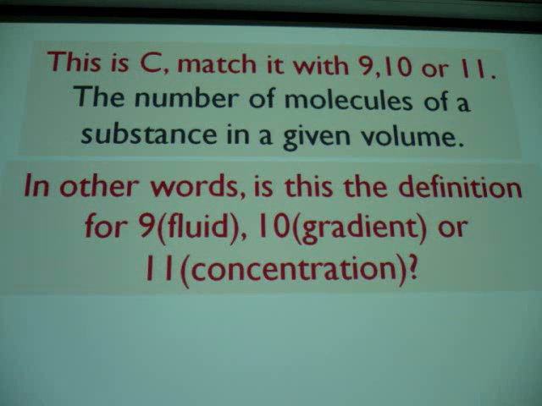The number of molecules in the area. It would be concentration. I'll probably take those and make a question and put those three choices under. Another question, three choices. Another question, three choices.